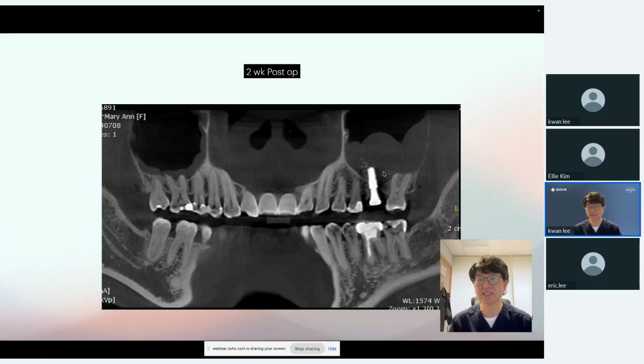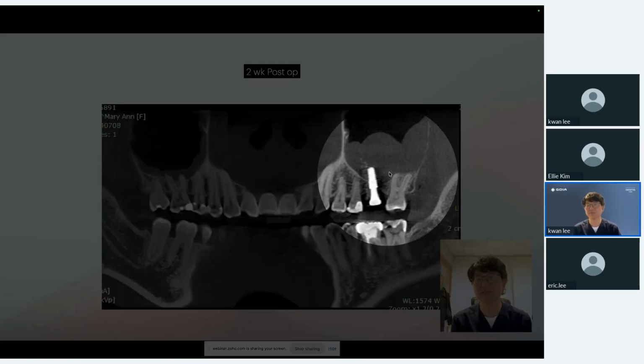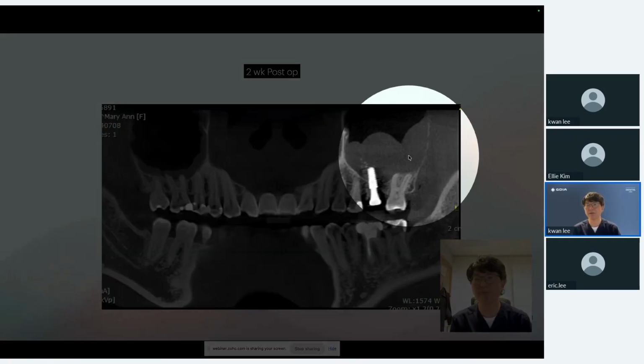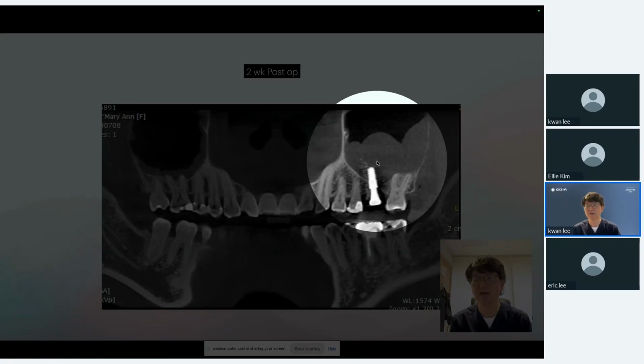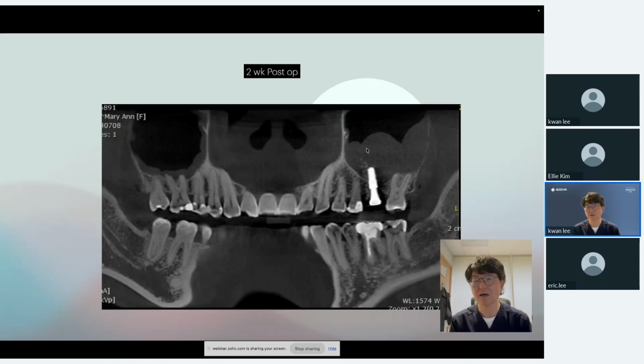So the graft material is not floating around or migrating around any of the sinus area. The membrane comes down slowly, and then it's going to be tented, and then it will contain the graft material that I'm putting in.